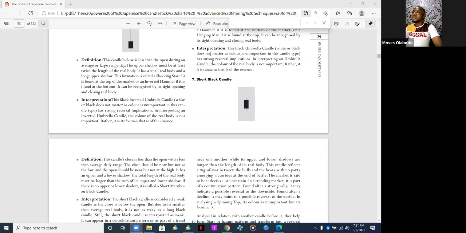Let me make the illustration. Let's assume the market has been coming down, and then it forms this black short candle. This is a continuation pattern, but I'm not sure if it's going to go down further or go upwards. So if the next candle that forms is a bullish candle closing above the highs of the week, you know that the market is actually going up.